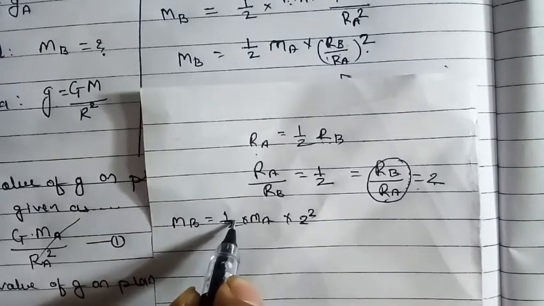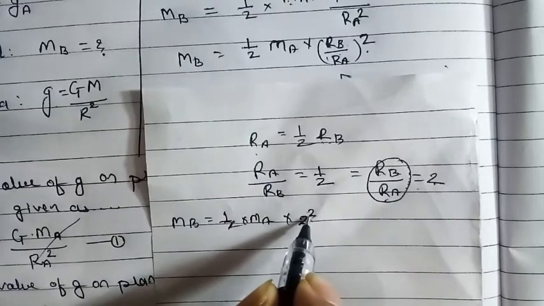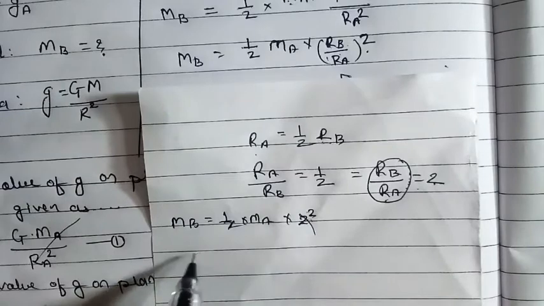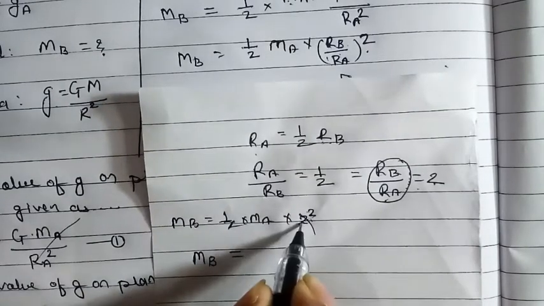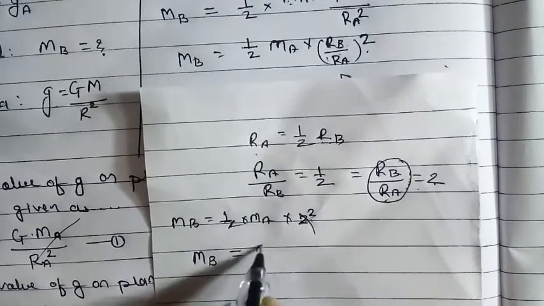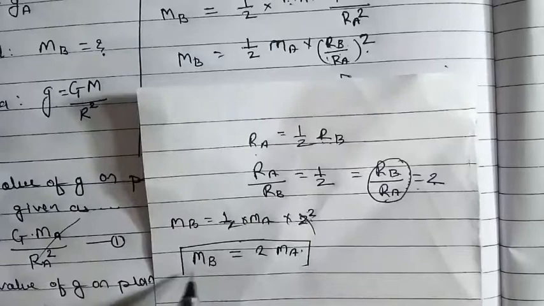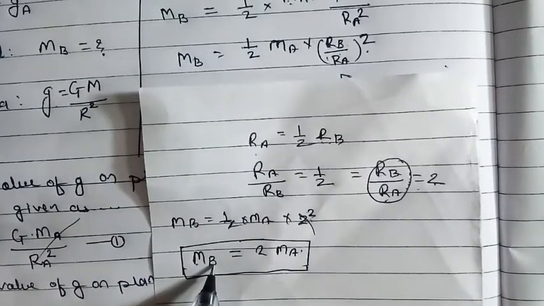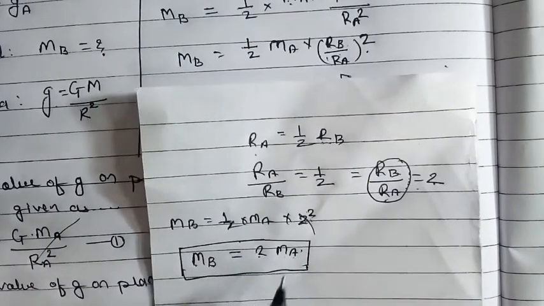If we cancel this 2 to 4, or we can write 2 square, that means 2 into 2, so one of the 2 will get cancelled. So MB, that is the mass of planet B, equals 2 of MA, and this is the answer. So we can say the mass of planet B is twice the mass of planet A. So this is the answer.